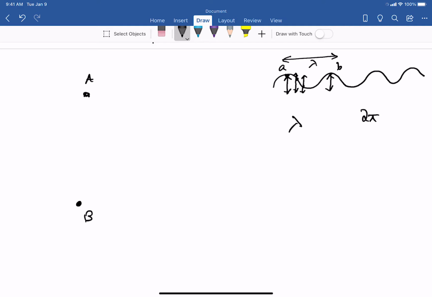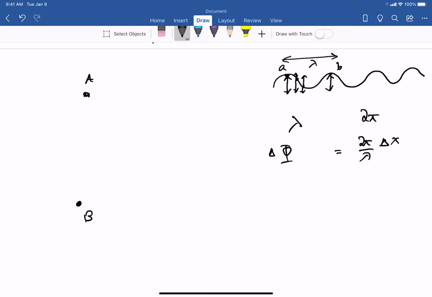So how much does the phase change if you go a distance delta x? What I meant to say is, how much does the phase change, delta phi, if you go a distance delta x? Just by proportions, it's going to be 2 pi over lambda times delta x. All right, so in other words, if you travel a distance delta x along a wave, the phase will change by an amount delta phi.